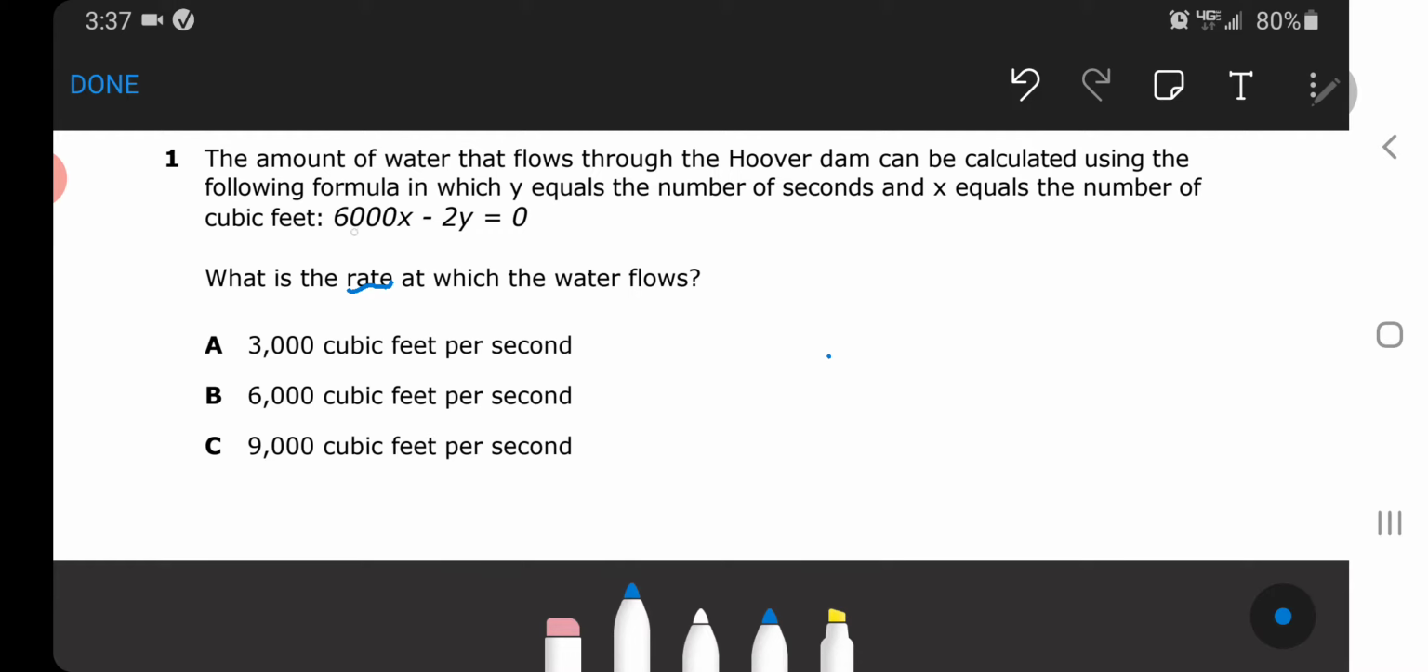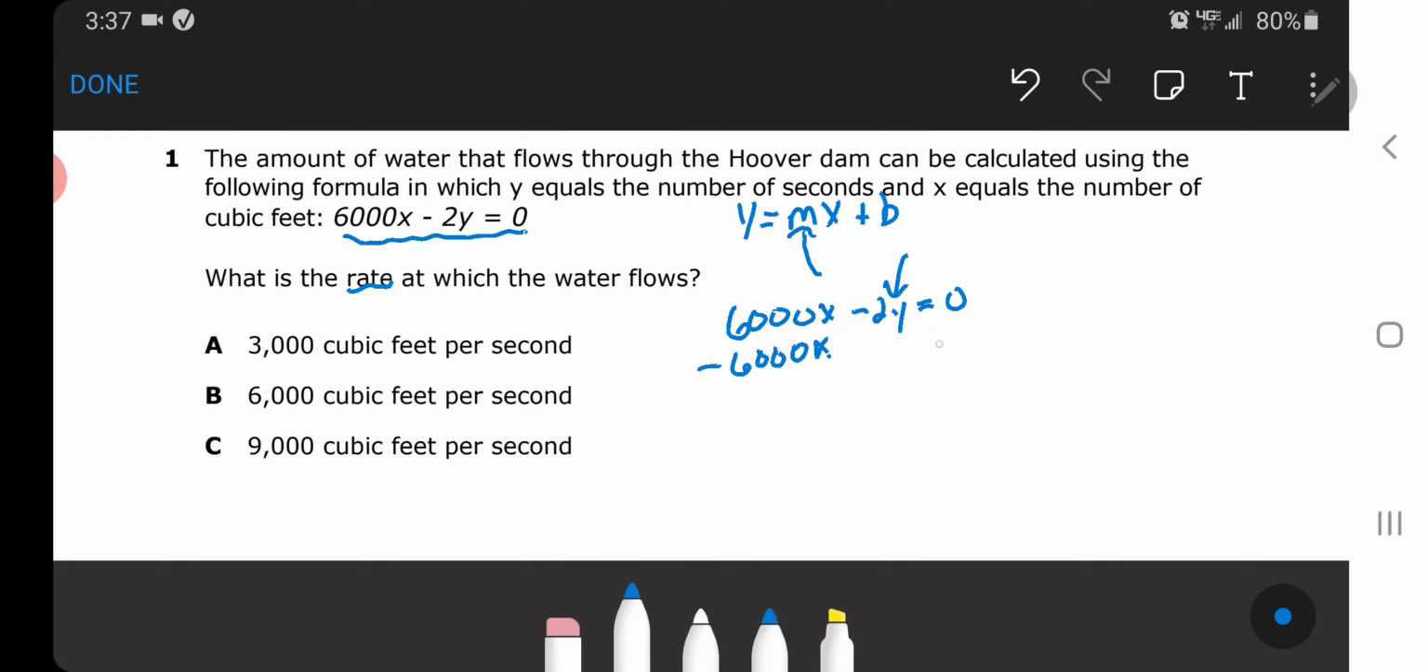Now if we can get this equation right here into y equals mx plus b format, we can easily find our slope by looking for this value right in front of the x. So I'm going to take my equation, 6,000x minus 2y equals 0, and I'm going to solve for this y value right here. In order to do that, we first need to move that 6,000x to the other side. So to move that whole guy over, we're going to subtract out 6,000x from this side.